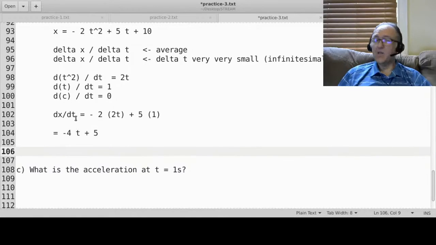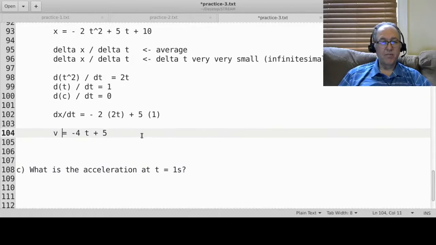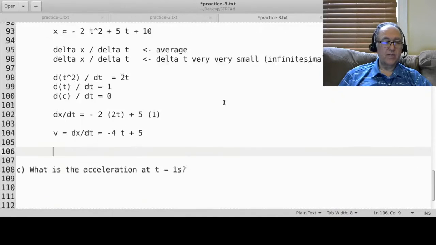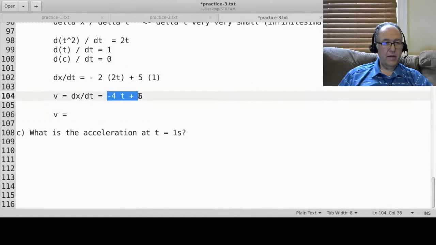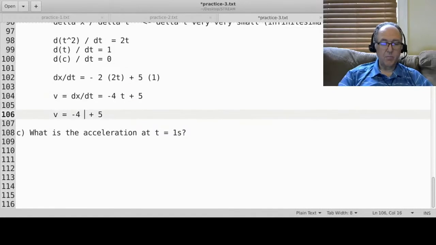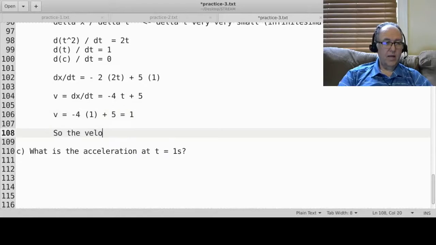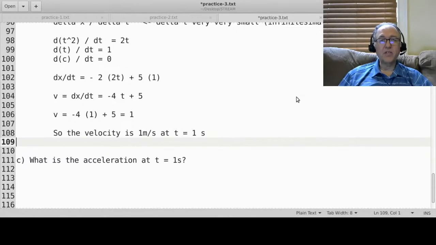Okay, so that doesn't quite answer the question, but that does give you the velocity as a function of time. Remember, the velocity is the same as dx by dt like that, and that's going to equal, in this case, negative 4t. Now, I wanted the velocity at t equals 1 second, so the velocity at t equals 1 second, well, just take this entire function right here and replace the t with 1, and you get a velocity of 1. And so the velocity is 1 meter per second at t equals 1 second. Okay? Let me see if there are any questions in the chat.